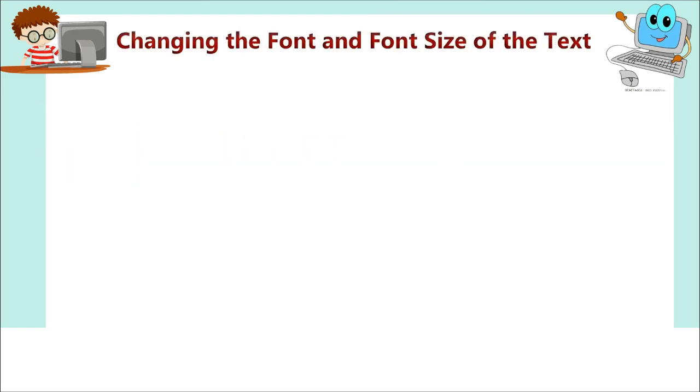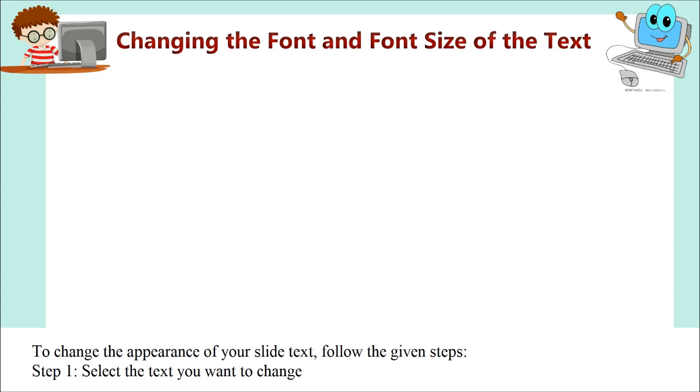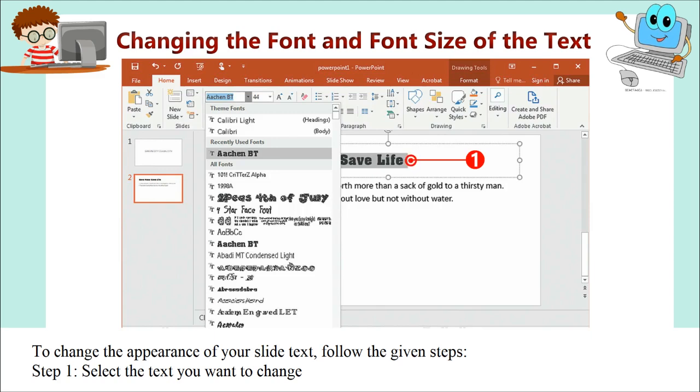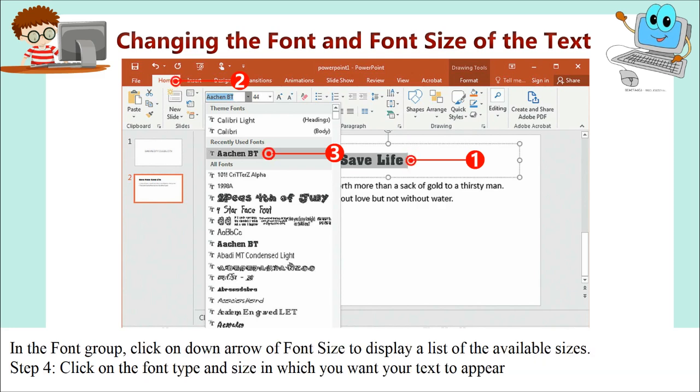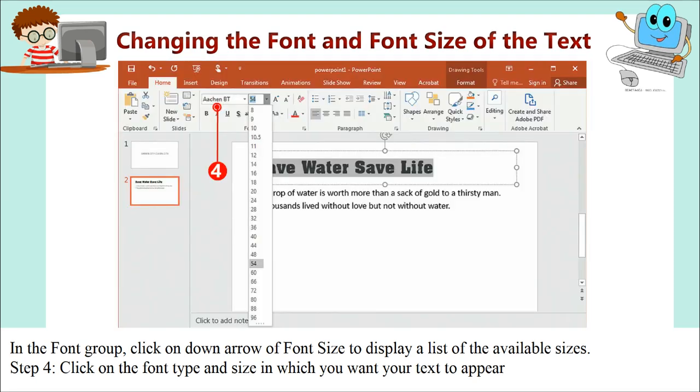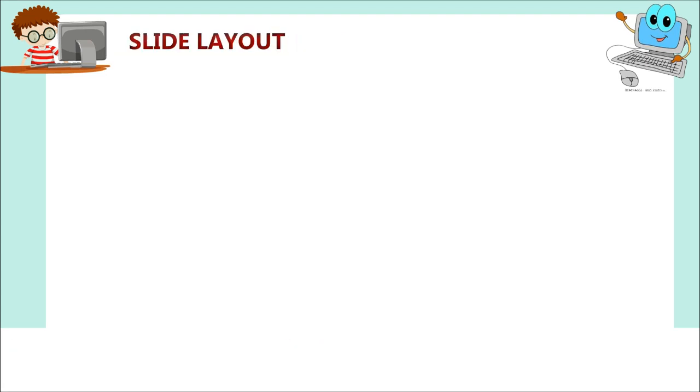Changing the font and font size of the text. To change the appearance of your slide text, follow the given steps. Step 1. Select the text you want to change. Step 2. Click on Home tab. Step 3. In the font group, click on drop-down arrow in the font box to display a list of the available fonts. Or, in the font group, click on down arrow of font size to display a list of the available sizes. Step 4. Click on the font type and size in which you want your text to appear.